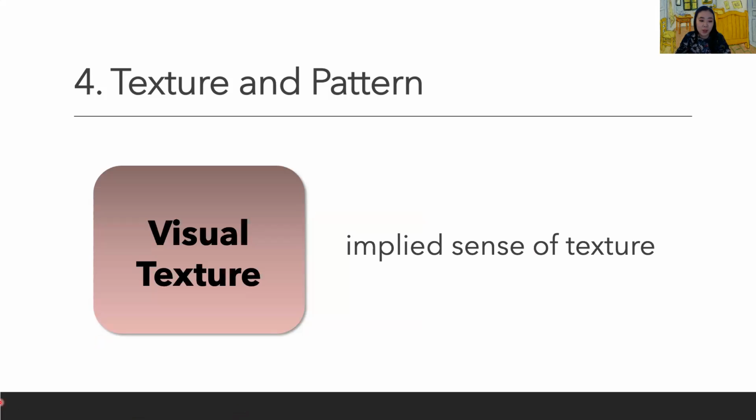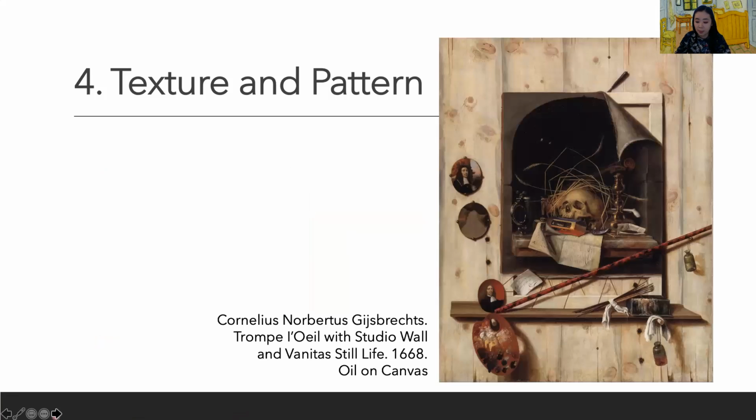So let me show you an example. So this is a painting. However, with the artist's excellent painting technique, we can feel the texture of the image. Now the wood wall in the background looks real, and a little stuff on the shelf, and everything looks very realistic. That is called visual texture.